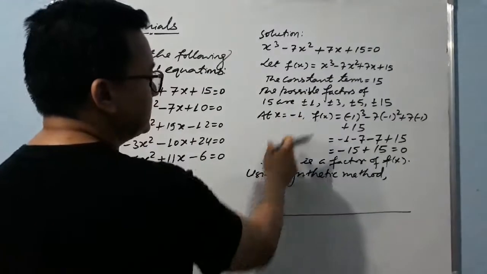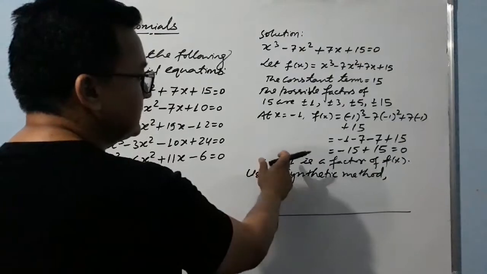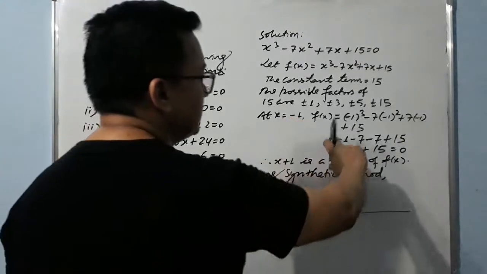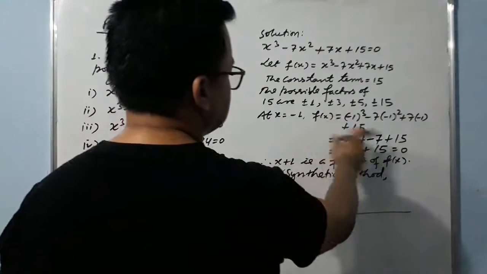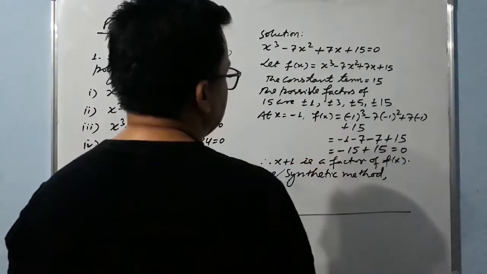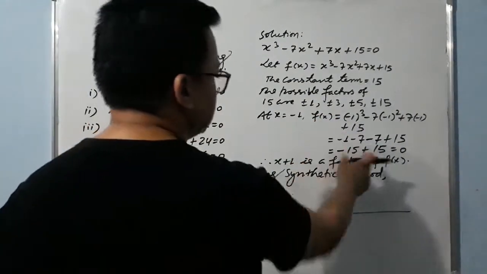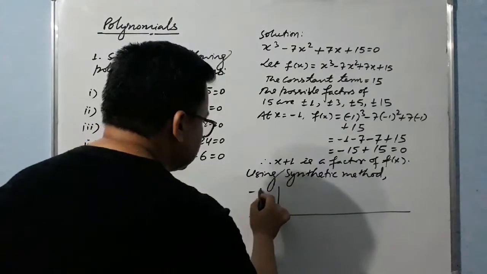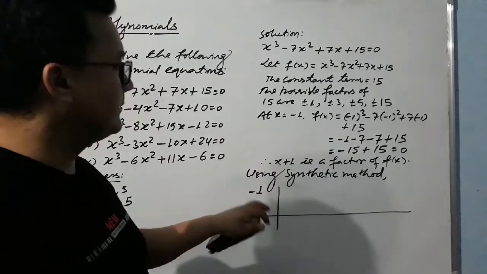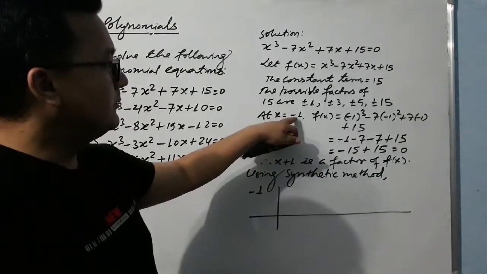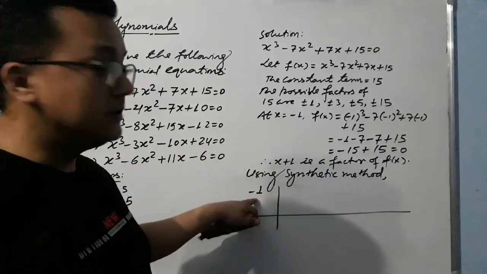Here you will write down minus 1 if x plus 1 is a factor, because at x equal to minus 1 you get a remainder of 0, which means f of x equals 0. You use minus 1 here. Suppose you get x equal to 5, you will write down 5. If it is 2, then you will write down 2.